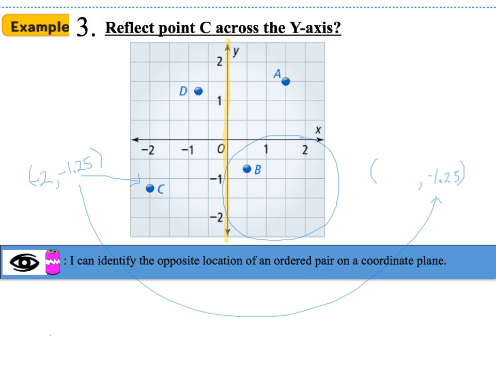Now what I want to do is take the opposite of the x-coordinate. The opposite of negative 2 is positive 2. So we're going to place positive 2 in our x-coordinate. Let's take some time to go ahead and graph that. On our x-axis, we're going to start at 0, 0, and we're going to move over to positive 2, which is right here. Then it's going to tell me to go down negative 1.25, which is about right here. So this new point that I plotted on the coordinate plane is the reflection point of point C. And the ordered pair of that is 2, comma, negative 1.25.